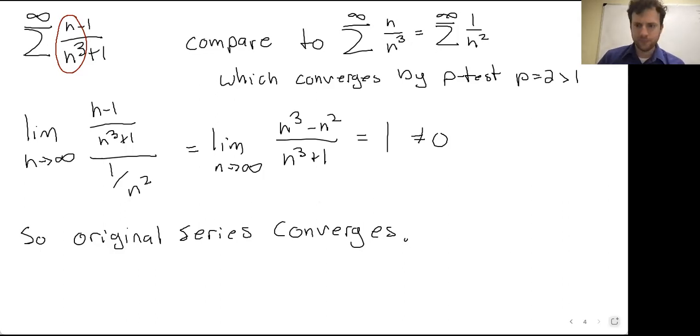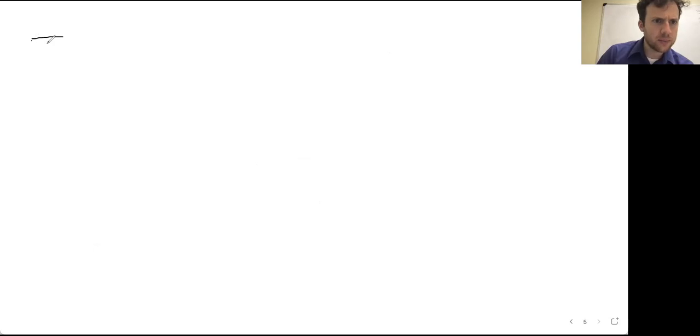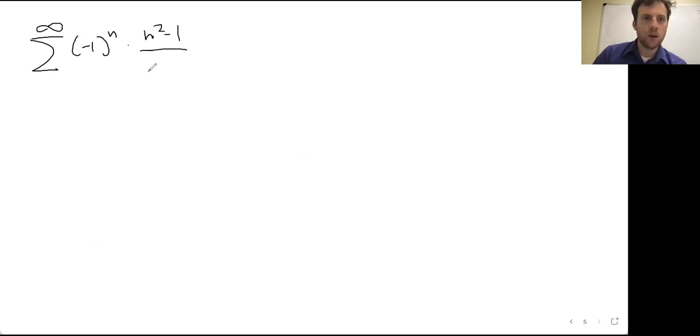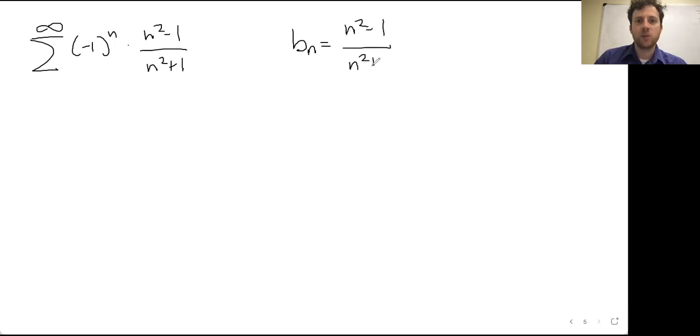Then our next guy is negative 1 to the n times n squared minus 1 over n squared plus 1. So in here, there's the alternating part. The thing that might trigger is the alternating series test. How that starts is that we focus on b_n, n squared minus 1 over n squared plus 1, and we take a limit of this.